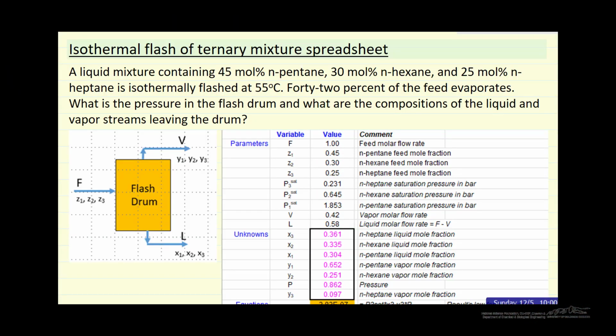In this screencast, I'm going to describe how to use a spreadsheet that does calculation for isothermal flash of ternary mixture. This problem and the equations were developed in another screencast, and what I want to concentrate on here is looking at the spreadsheet and how to use it.